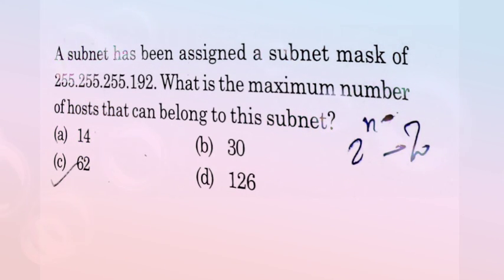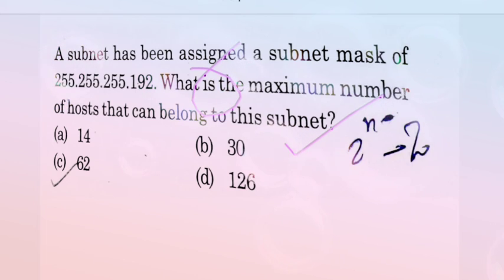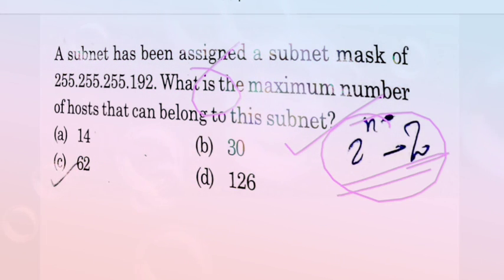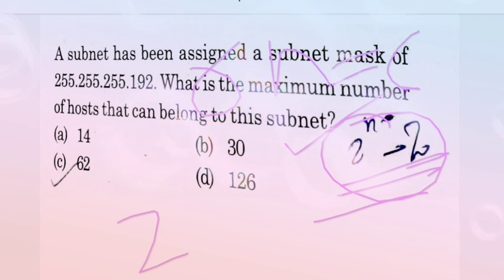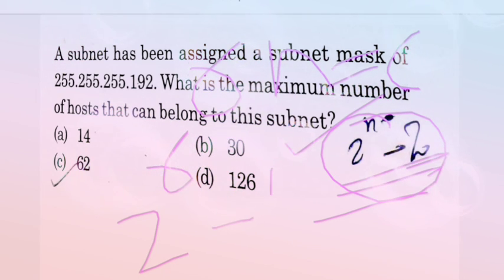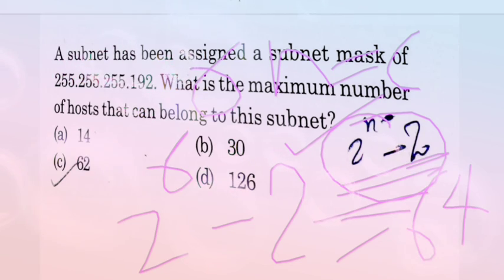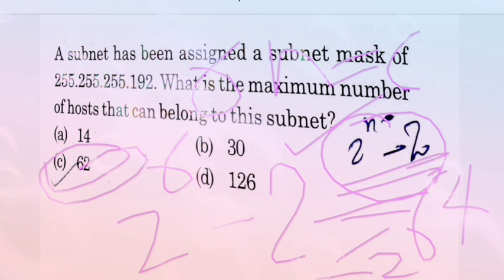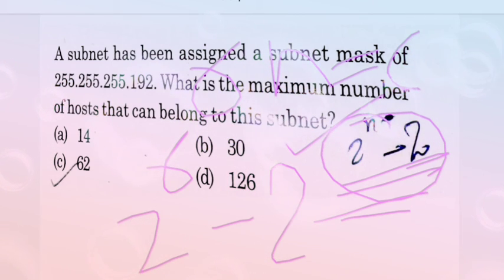A subnet has been assigned a subnet mask of 255.255.255.192. What is the maximum number of hosts that can belong to the subnet? So on the basis of this subnet, we have the number of host bits as 6, and according to the given formula, that is 2 to the power n minus 2. So when we put the value of n equal to 6, we get 2 to the power 6 minus 2, that is 64 minus 2, that is equal to 62. So option C is your correct answer. Now come to the next question.